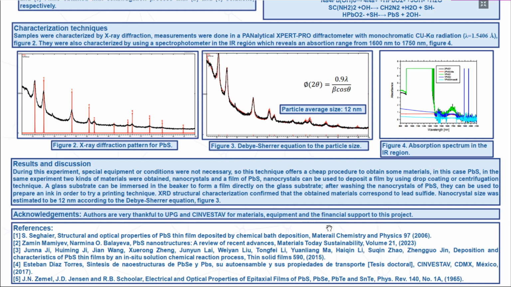XRD structural characterization confirmed that the obtained materials correspond to lead sulfide. Nanocrystal size was estimated to be 12 nanometers according to the Debye-Scherrer equation.